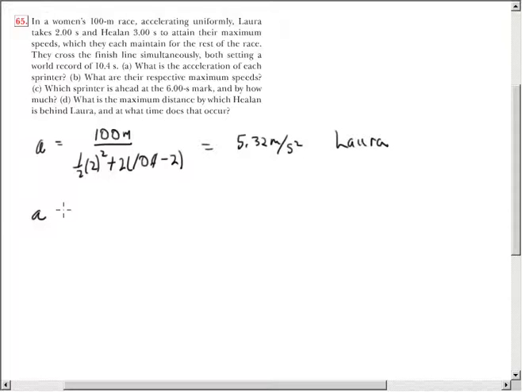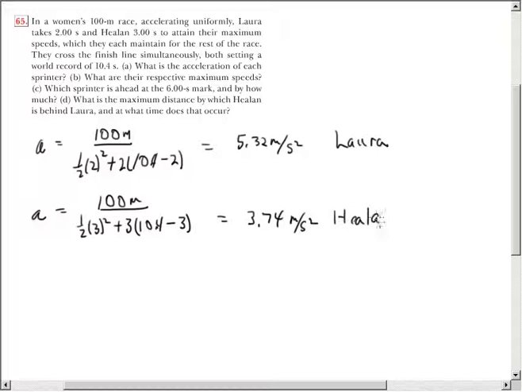For Helene, A equals 100 meters over 1/2 times 3 squared plus 3 times (10.4 minus 3) seconds. And that's going to be equal to 3.74 meters per second squared. Helene. Part A solved.